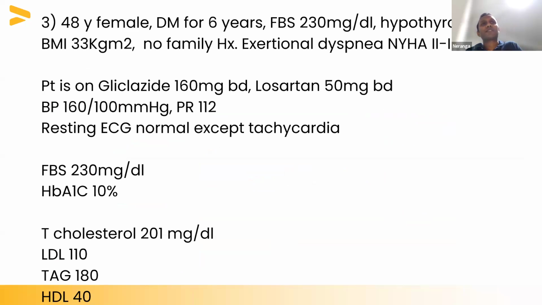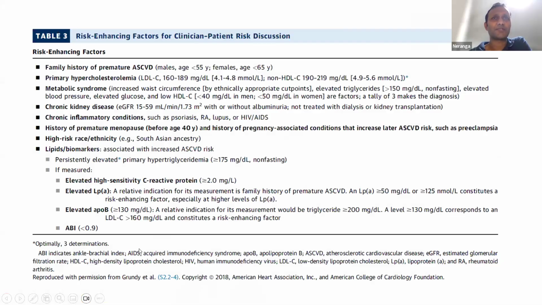Okay, the third patient, we have a 48-year-old female, diabetes for 6 years, fasting blood sugar high, there's hypothyroidism, BMI 33, no family history, having exertional dyspnea, not chest pain. The patient is given glycoside and losartan only, and blood pressure is still on the higher side, and the patient has tachycardia. Resting ECG is normal, except for the tachycardia. The blood sugar is obviously not controlled. And LDL is not very high, like 110, triglyceride 180. So how do you manage that patient?